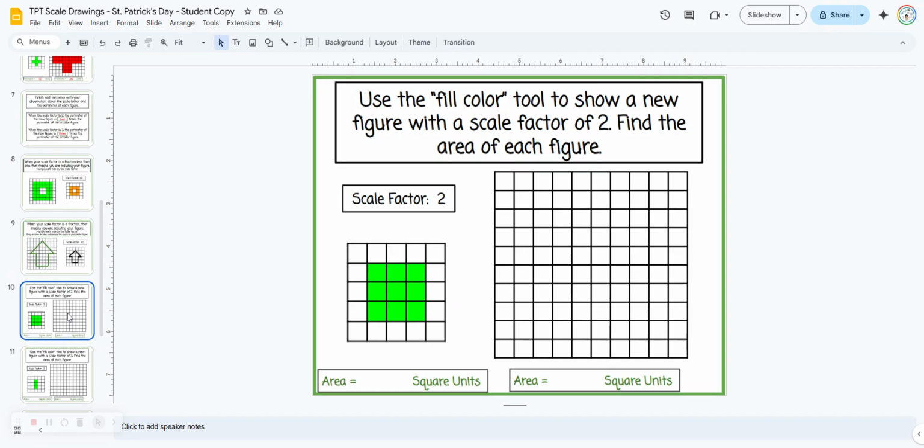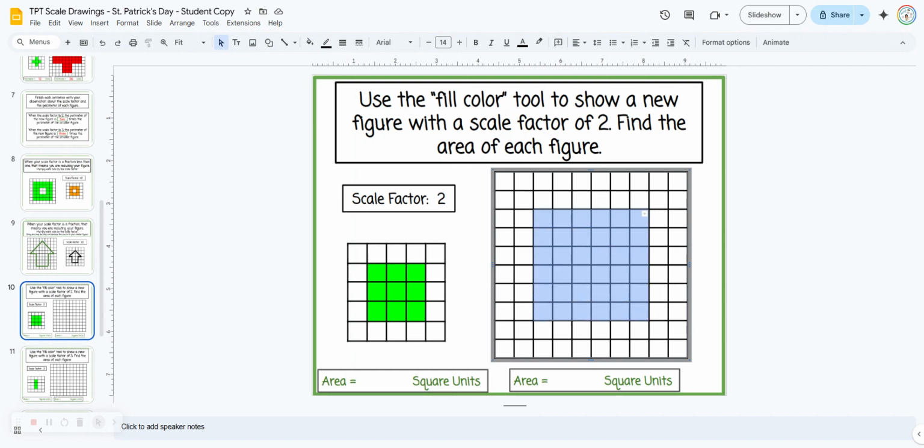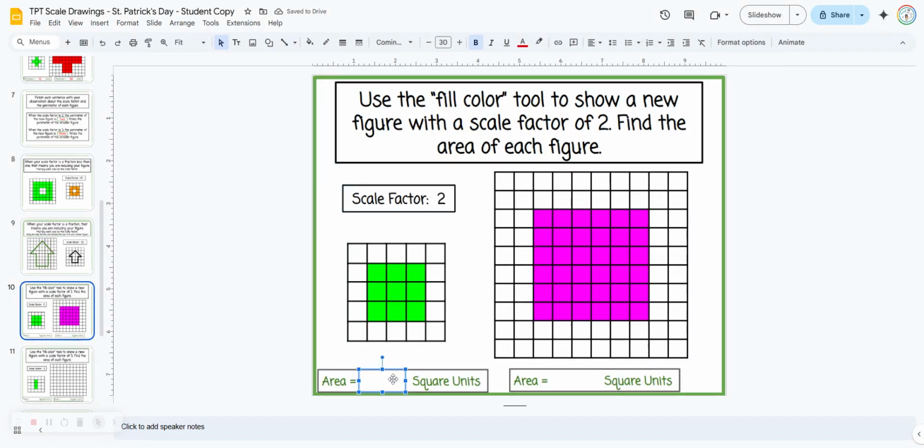Now the next thing we want to look at in this lesson is what happens to the area. So here we have a 3 by 3 square. We're going to scale it up by a scale factor of 2, which would give us a 6 by 6. So they're going to highlight a 6 by 6 square. Come up here, choose a color. And then let's look at the area. The area of the smaller figure, the original 3 by 3, will be 9 square units. And then the larger one, 6 by 6, will be 36 square units.